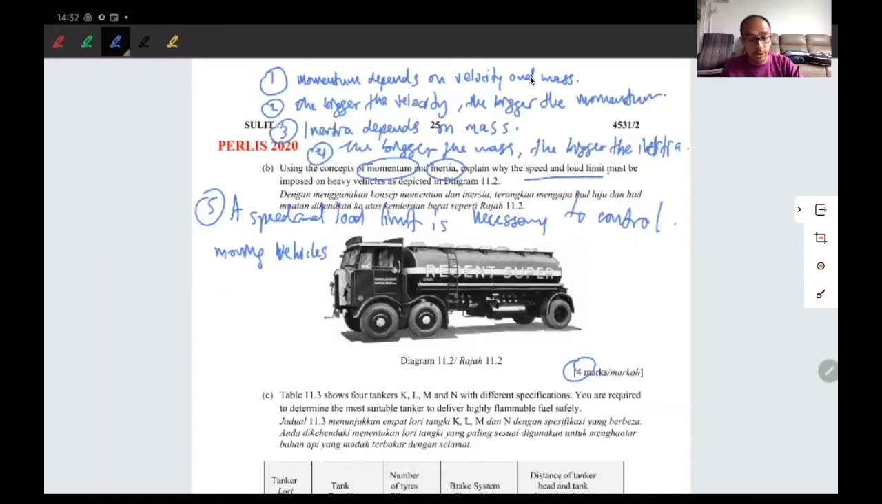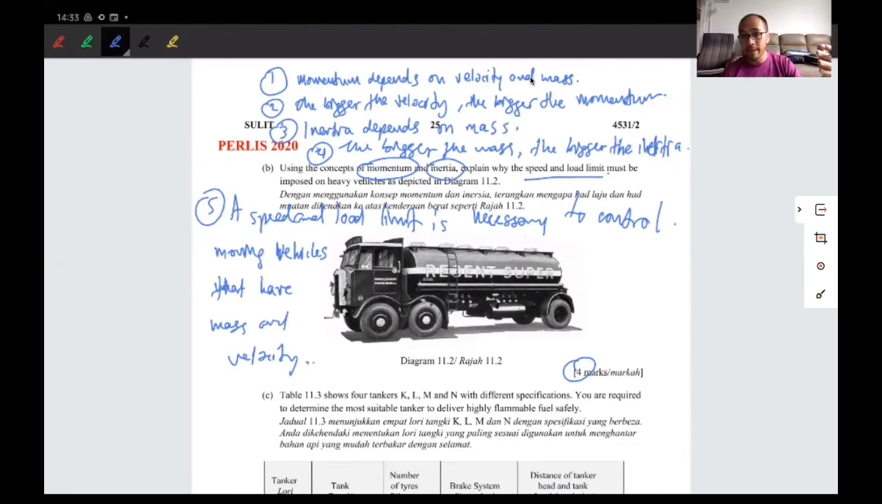Yeah, okay, a speed and load limit applies to vehicles that have mass and velocity. So you're using momentum and inertia to explain this. You want to control the moving vehicles. You want them to be able to easily stop when it's time to stop. You don't want it to press the brake and then it's still going on and on. So we need to have that kind of limit.